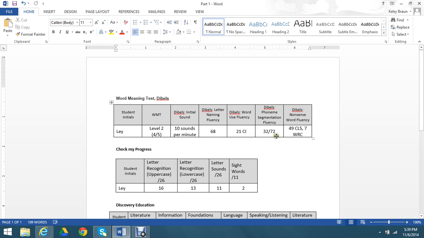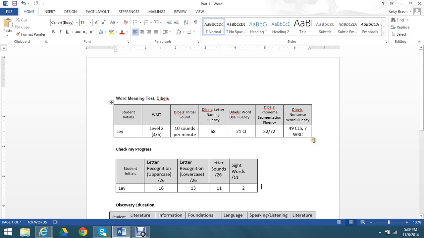Moving on to these last 2, phoneme segmentation fluency. That means I give him a word and he pulls the sounds apart. For instance, if I said hat, he would say back, h, a, t, pulling those sounds apart and being able to see which sounds he hears. He got 32 sounds out of the 72. So he's still working pretty hard to get up there, but we need to get closer to this 72 mark, hearing all of those sounds.